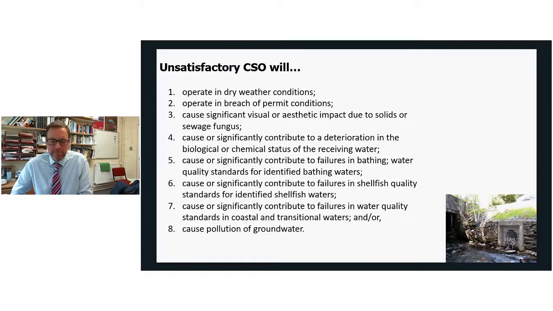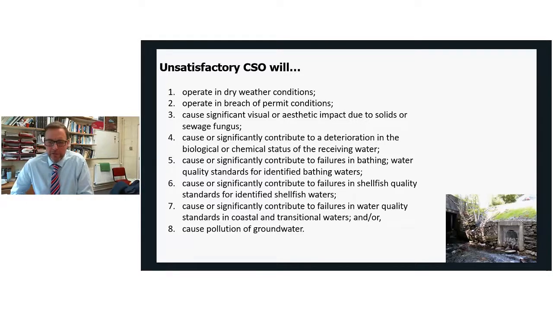It might breach its permit conditions. So you've got a CSO which has a permit, so they've agreed that it will spill so many times per year, and that'll be limited to a certain volume. If it breaches them, it's unsatisfactory. It will cause significant visual or aesthetic impact due to solids or sewer fungus. Nobody wants sewer fungus in their river, I'm assuming. It may cause or significantly contribute to deterioration in the biological or chemical status of the receiving water, so that's about harming the environment.